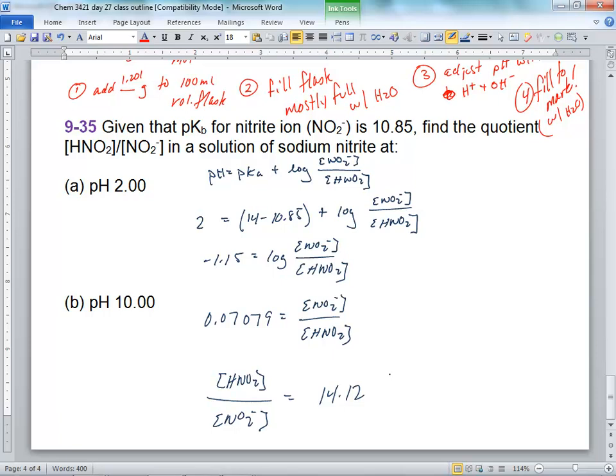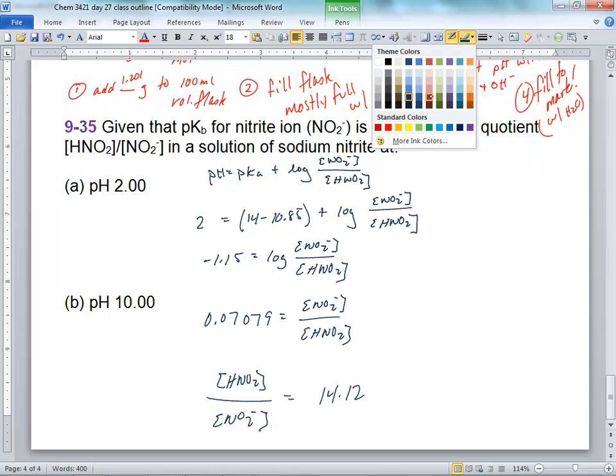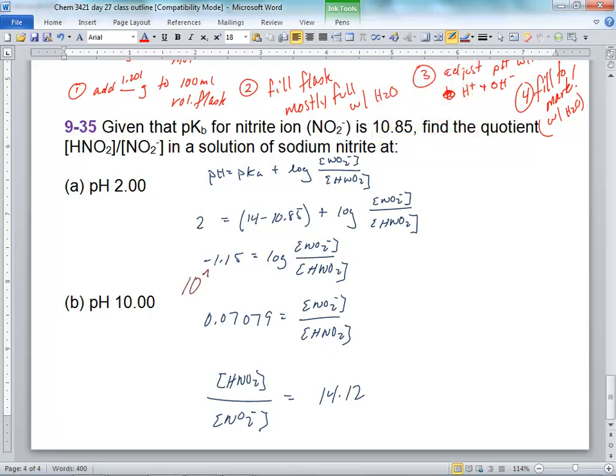No, to get rid of this log, I raise both sides to the 10 power. Because then that will cancel out that log, because they're inverse functions. So raise this to the 10 power, and raise this to the 10 power, and those two are kind of inverse. Like x times 1 over x kind of thing. Does it make sense? I don't know, that's what I got. And no one else has verified it yet. So somewhere around there, depending on your rounding.